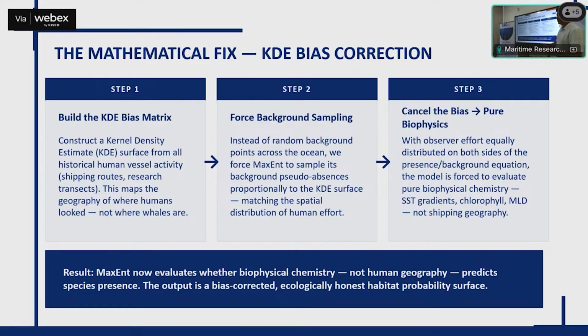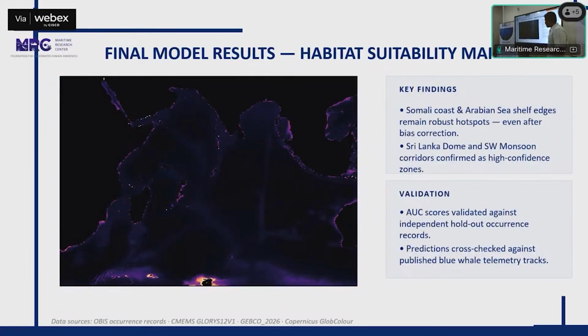After running all these models and simulations, we get a map based on the kernel density estimate. Before it, the map was surrounded with a lot of coastal points, which gave inaccurate data, because at coastal regions the chlorophyll concentration is higher, but the whales are not able to come because of the seabed depth. What we find is that the Somali coast and Arabian Sea are robust hotspots, even after bias correction. We validated this with telemetry data from tracked whales. Not all species are tracked, but some are, so we confirmed it with them.